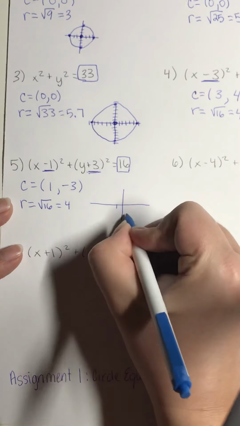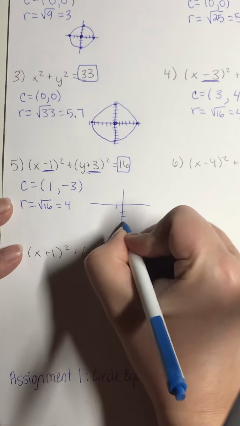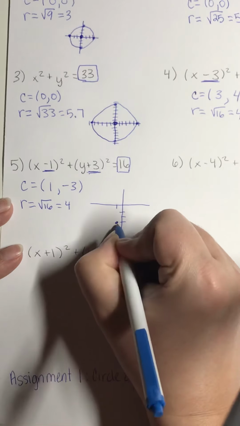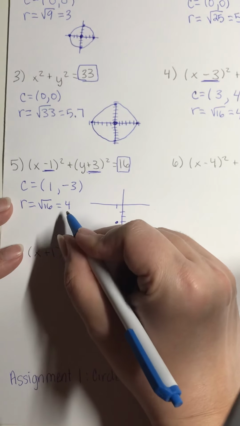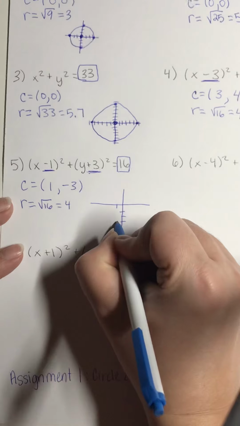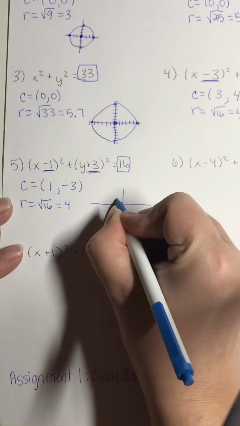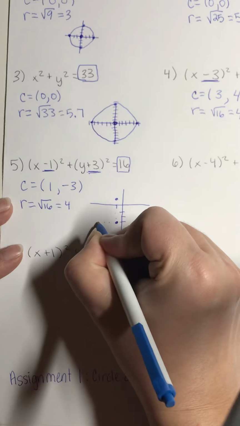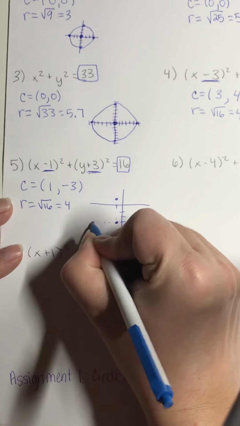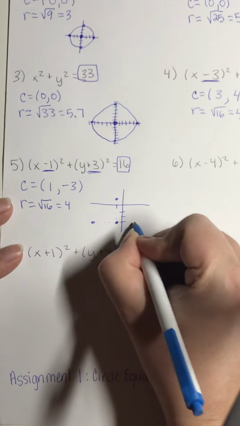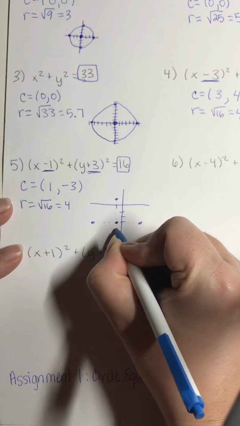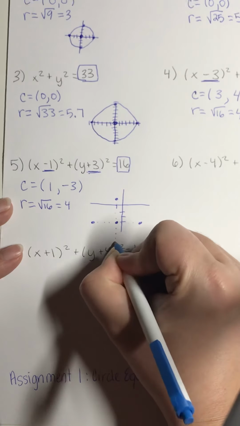When we graph that, I'm going to plot the point 1, negative 3, that's my center, and then go out the number of my radius in each direction. So if my center is here, I need to go 1, 2, 3, 4 up, 1, 2, 3, 4 left, 1, 2, 3, 4 right, and 1, 2, 3, 4 down.